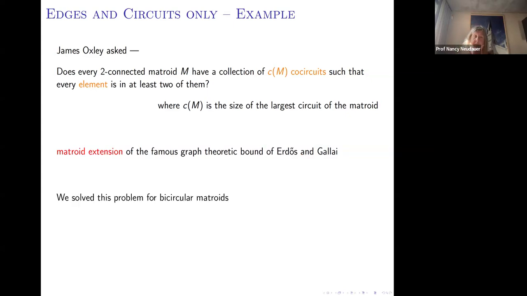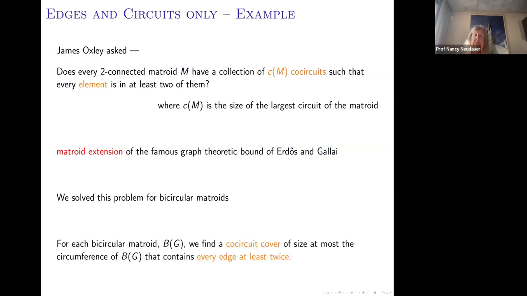And we solved this problem not for all matroids, but for bicircular matroids. So what we showed was for each bicircular matroid, we can find a co-circuit cover of size at most the circumference that contains every edge at least twice. So it's taking this graph theoretic bound, extending it to matroids, and then, for us, solving it for one class of matroids. It had already been solved for another class, which are the binary matroids, or matroids representable over a graph. So this is a second type of matroid on a graph.